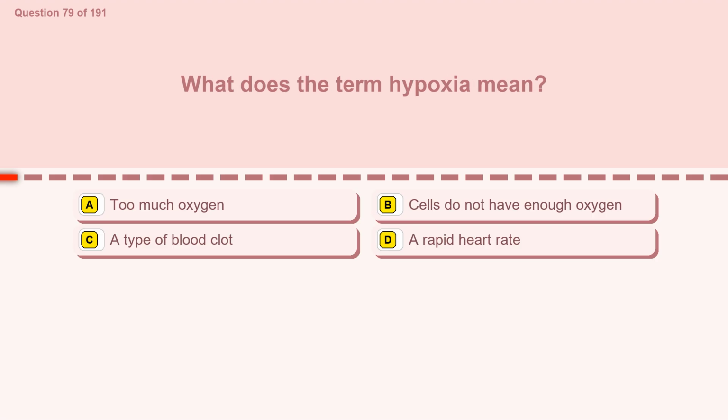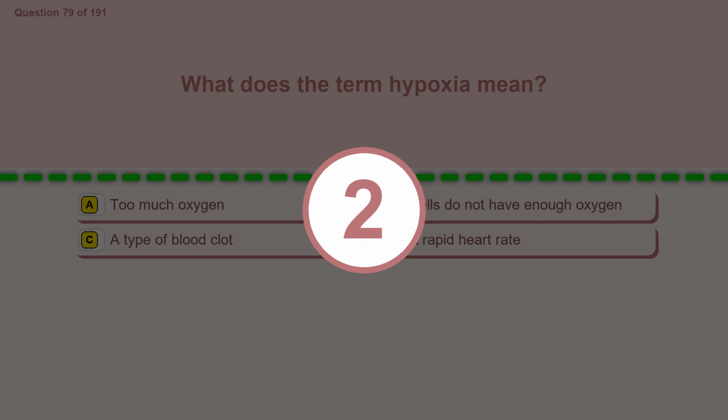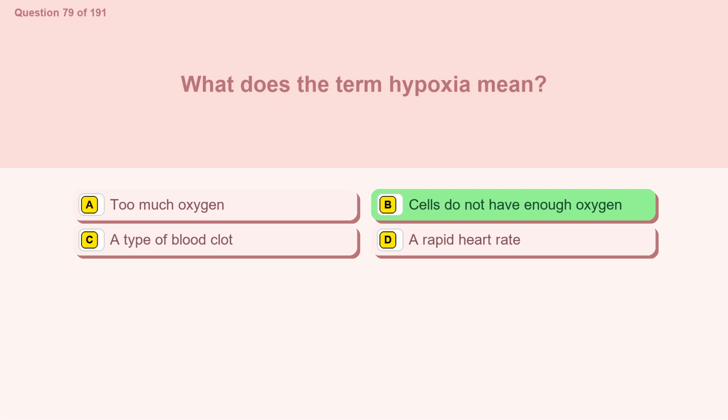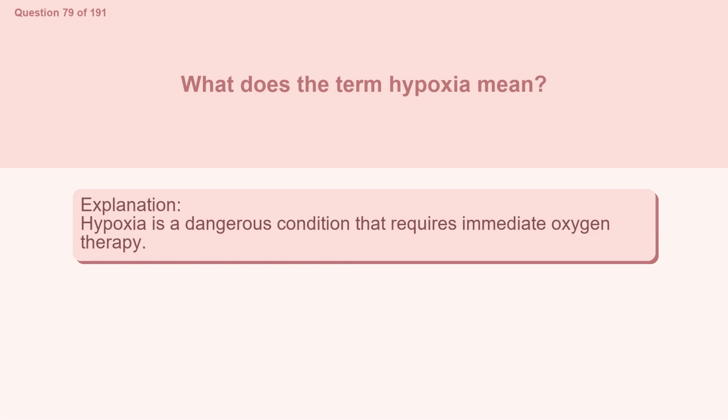Question 79. What does the term hypoxia mean? Option A, too much oxygen. Option B, cells do not have enough oxygen. Option C, a type of blood clot. Option D, a rapid heart rate. The correct answer is option B, cells do not have enough oxygen. Hypoxia is a dangerous condition that requires immediate oxygen therapy.